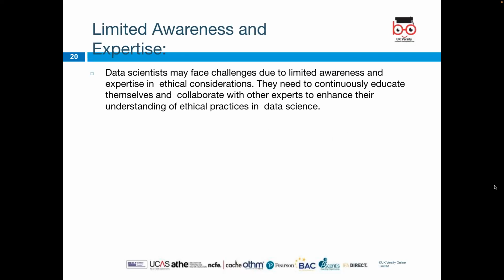Also, limited awareness and expertise. Data scientists may face challenges due to limited awareness and expertise in ethical considerations. They need to continuously educate themselves and collaborate with other experts to enhance their understanding of ethical practice in data science.